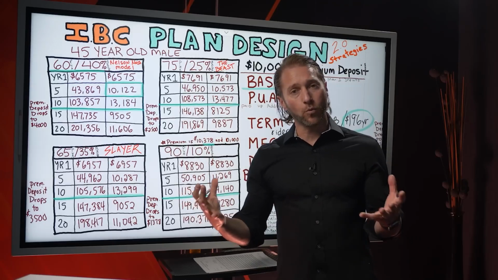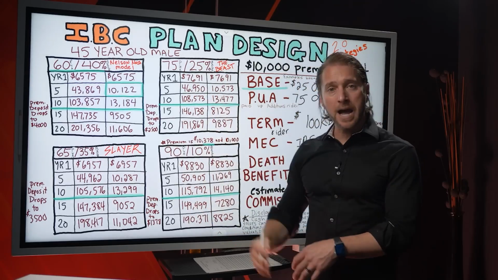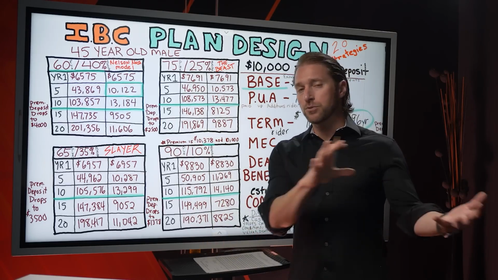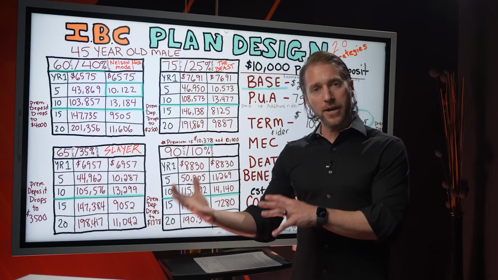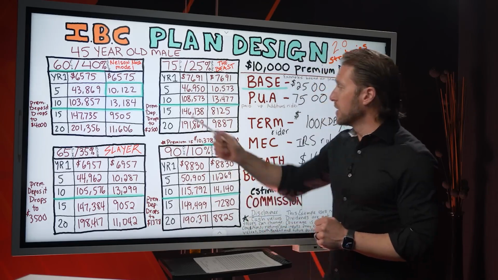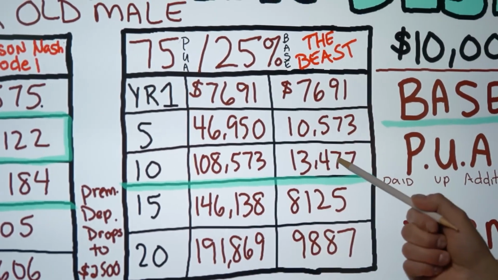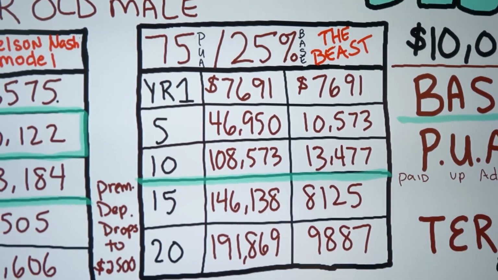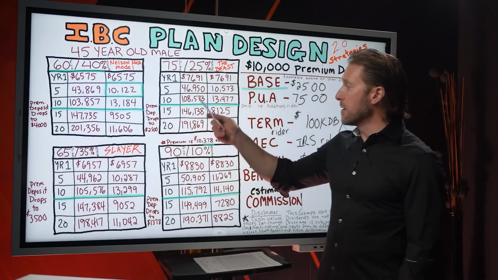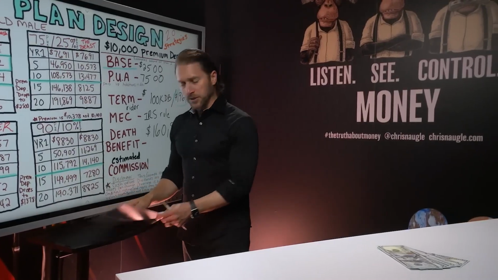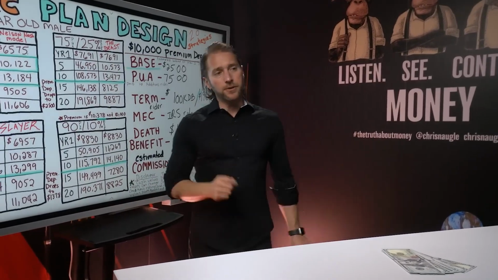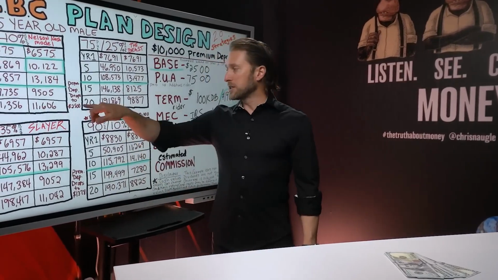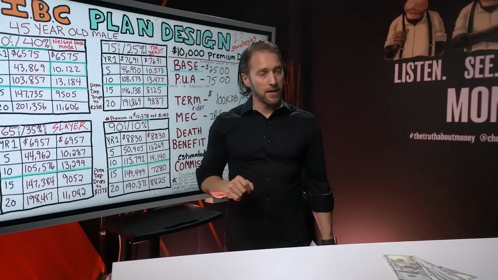We're actually growing more. Why? Well, because we have more money compounding. We've lost less to the cost of insurance, therefore we have better growth in the early years. In the 10th year, we put in 10 grand and we can take out 13,477, slightly better than the 60-40. But then after the 10th year, something happens. After the 10th year, now we can only put $2,500 into the policy.